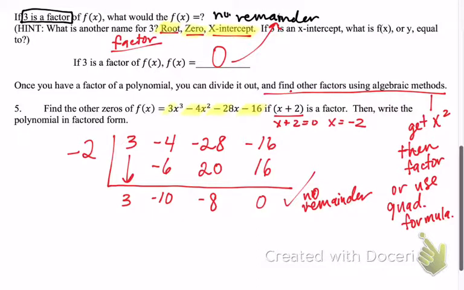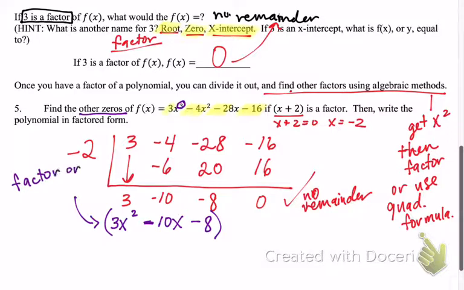So then I am left with, using 1 degree less than 3, 3x squared minus 10x minus 8. So now I can find the other zeros. I can either factor or use the quadratic formula. So once you're down to x squared, you've used synthetic division. You may have to use it multiple times, but once you've done that, then you can either just factor or use the quadratic formula.